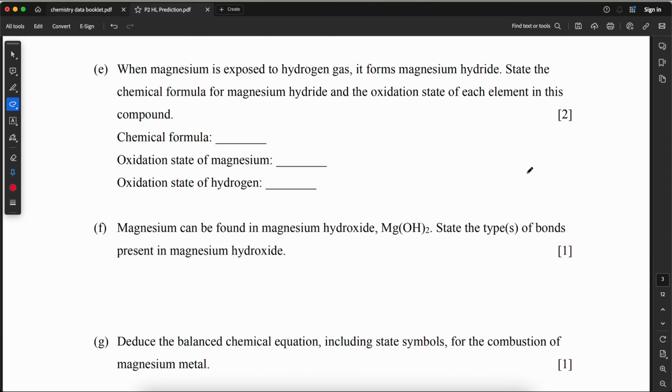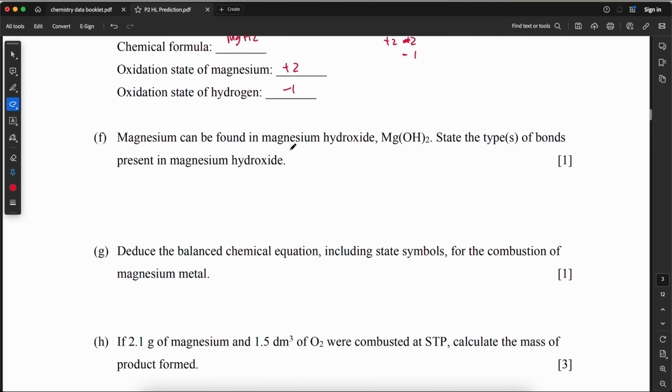When magnesium is exposed to hydrogen gas, it forms magnesium hydride. The chemical formula is MgH2. Oxidation state of magnesium. So in MgH2, this will be plus 2, and the hydrogen will be negative 1. So plus 2 and negative 1.